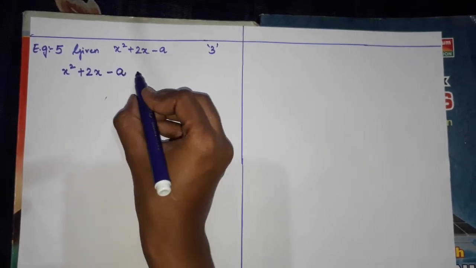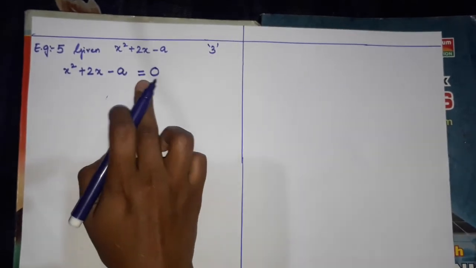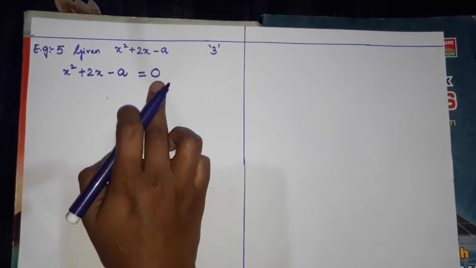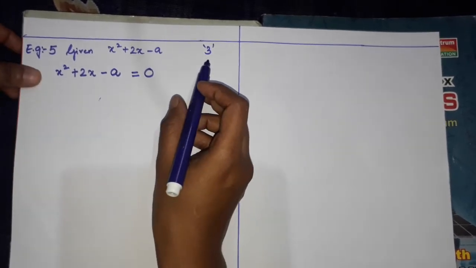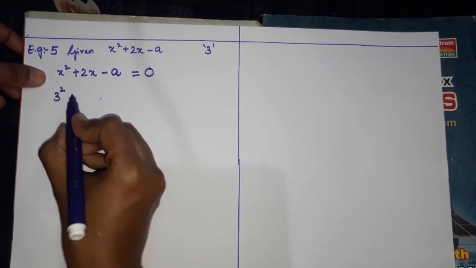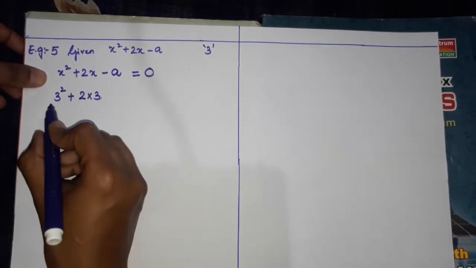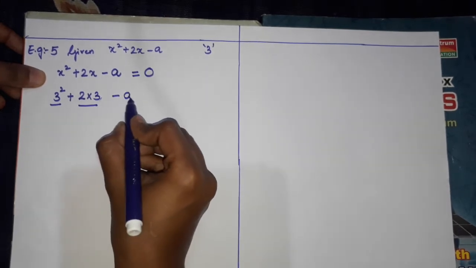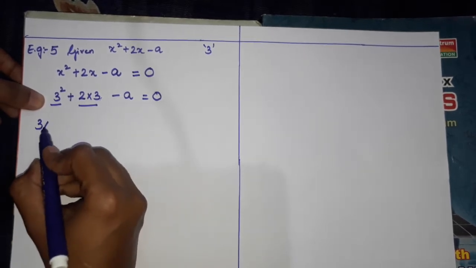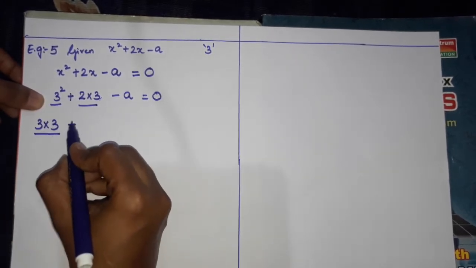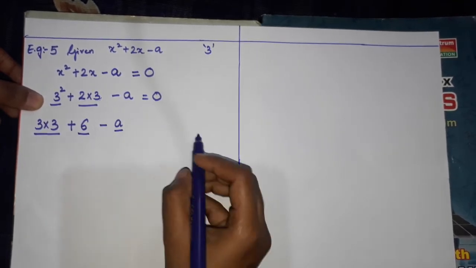This is equal to 0 because 3 is a 0 polynomial, so it is equal to 0. Now in place of x, what do I have to substitute? I have to substitute 3. So 3 square plus 2 into 3, x is nothing but 3, right? Minus a as it is, equals 0. Now 3 square is nothing but 3 into 3. I'll draw the line. Plus 2 3s is nothing but 6, minus a. These two are different terms.